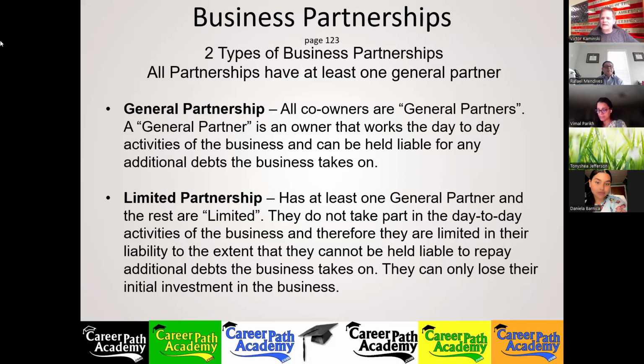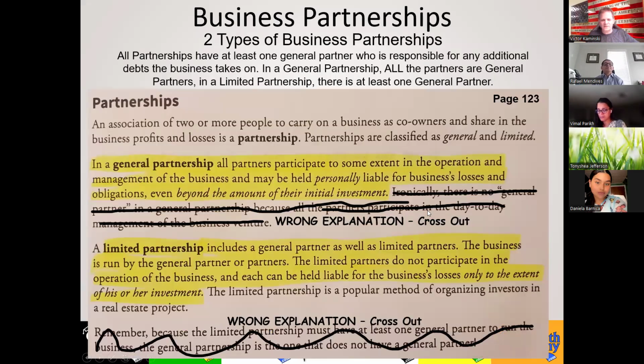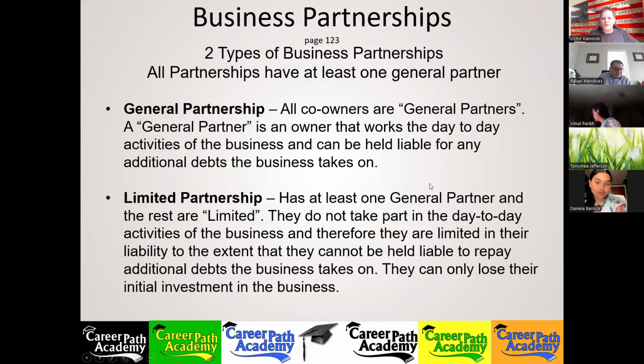So this is a slide I put together instead of just having those messy notes where you have to cross out all the incorrect stuff and highlight these things. I just put together this slide, which gives you a simple explanation of what a general partner and what a limited partner is. You'll need to know this for exams. I know you get questions on this on the exam.